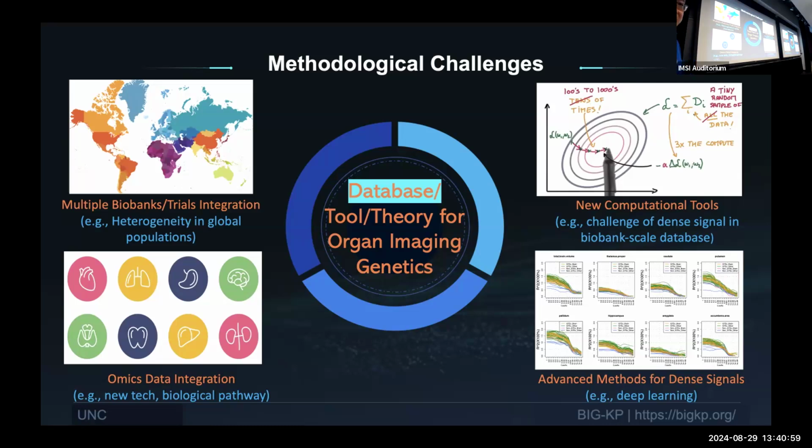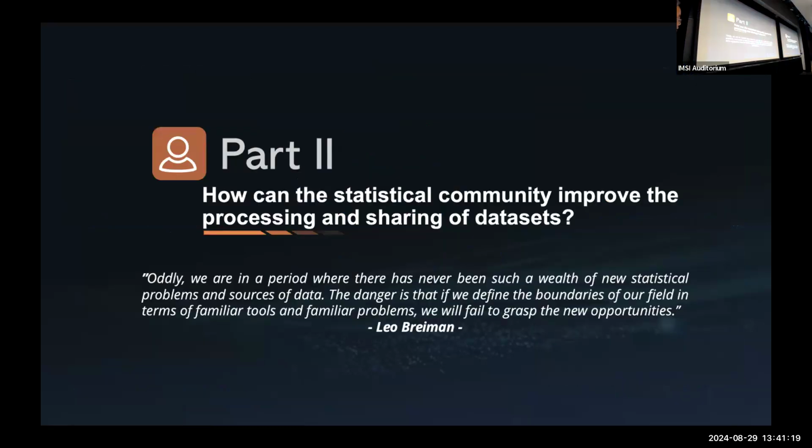Because if you think about statistics, maybe 10 years ago, before that, most of the methods were statistical methods for structured data. But these days, we are looking for methods for unstructured data and also from multiple sources. That's basically the current standard. And I think that's where our whole society needs to move forward in the next 5 to 10 years. How can the statistical community improve the processing and sharing of the data?